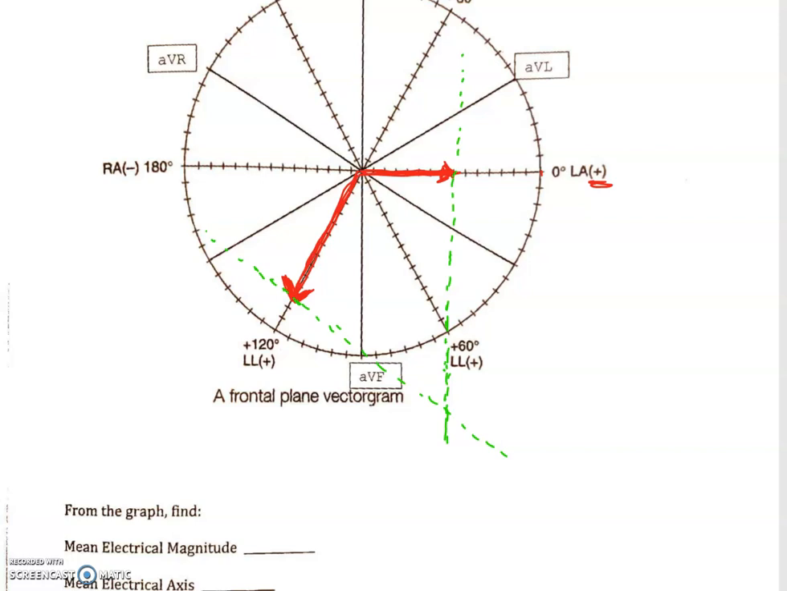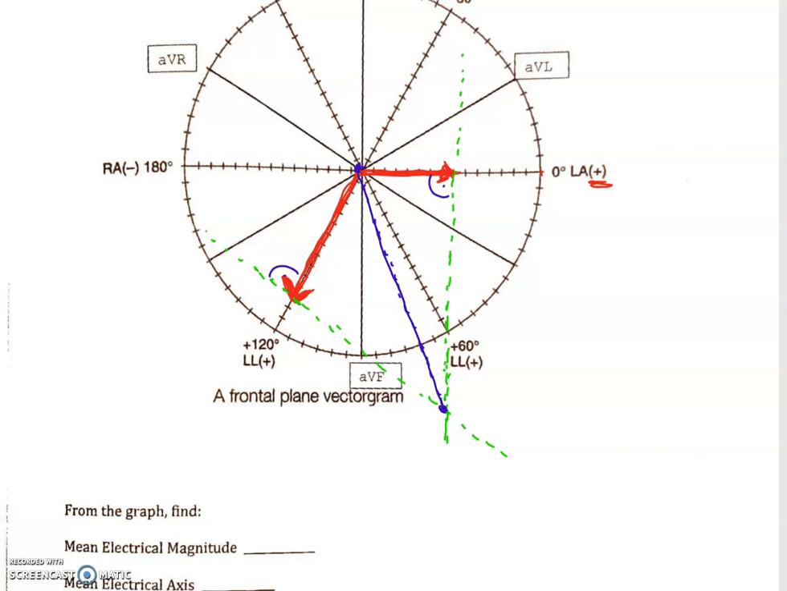Of course, these are all just estimations, and then the green dotted line will be the perpendiculars that have a 90-degree angle to all of this. So this would be 90 degrees, this would be 90 degrees, approximately. Now, the way you find your mean electric axis is by finding the intercept of the two perpendiculars right here. And then you take, going from the center of the circle, and you extend that until you find that intercept.